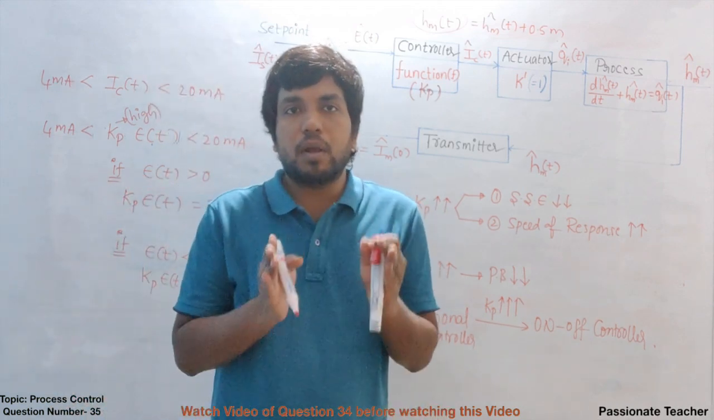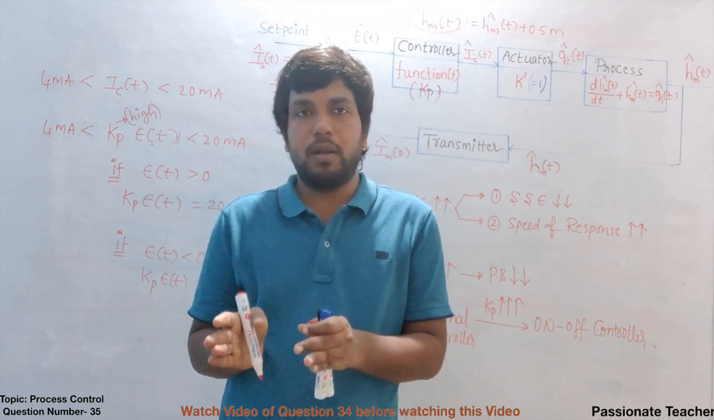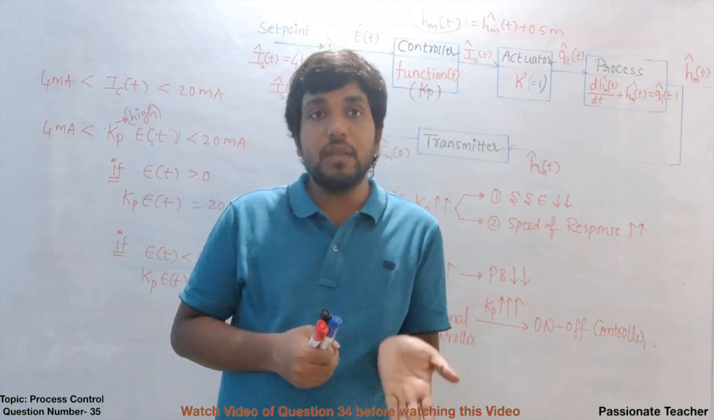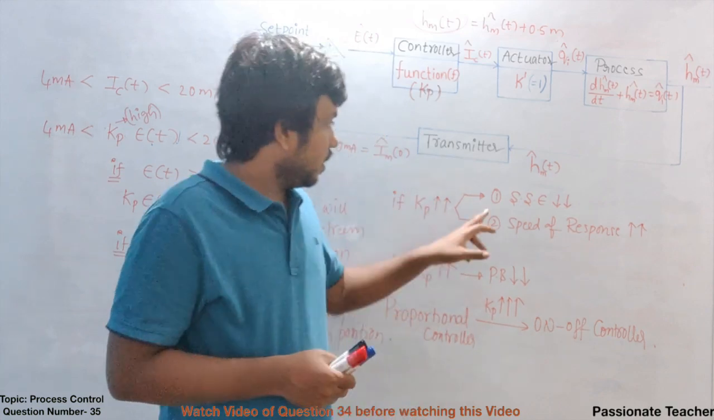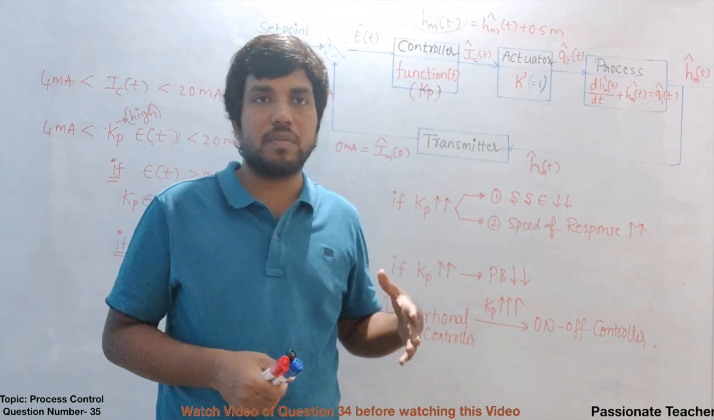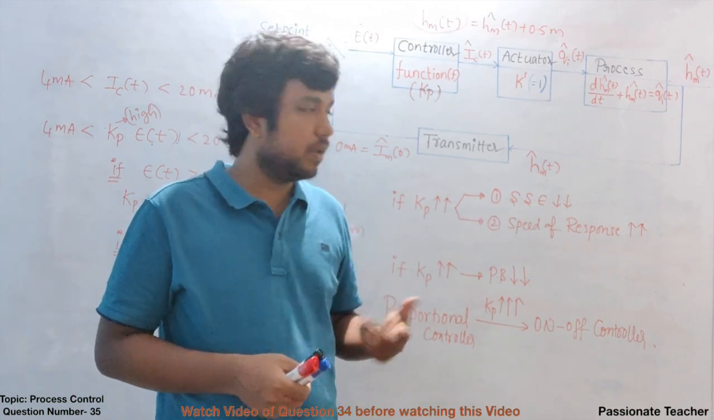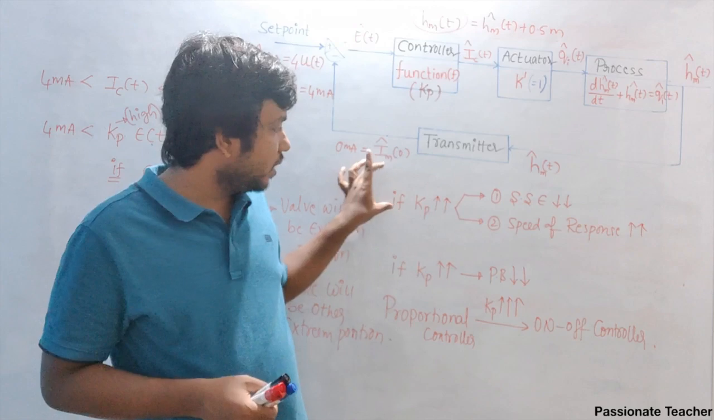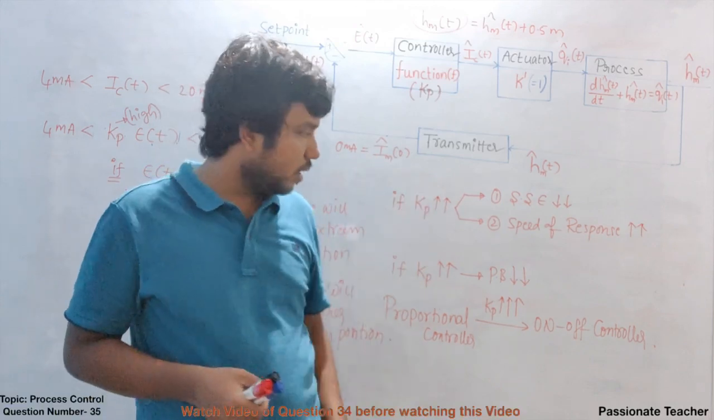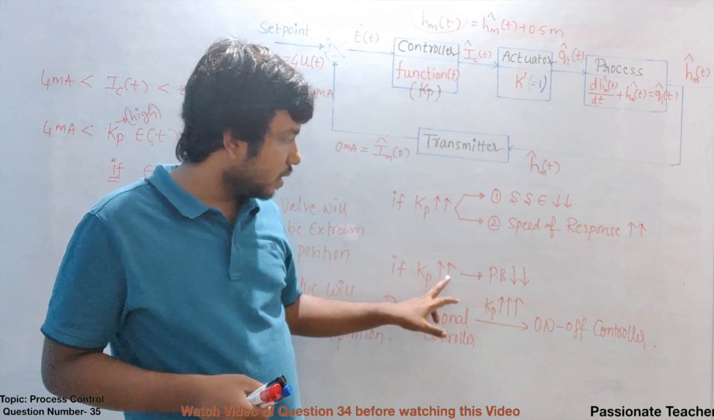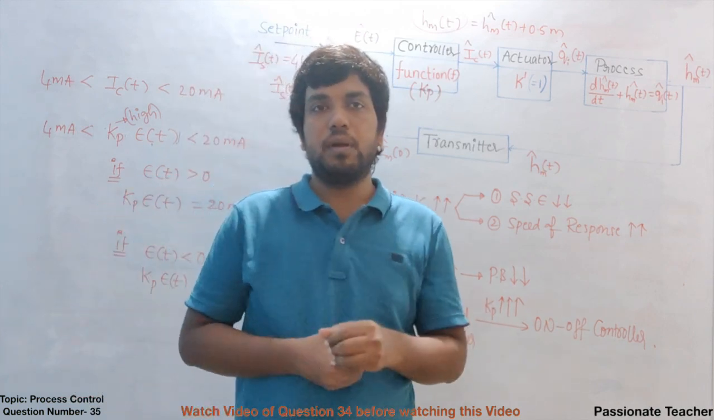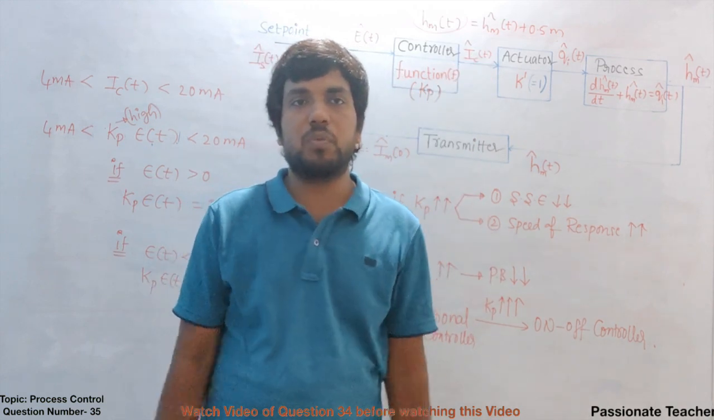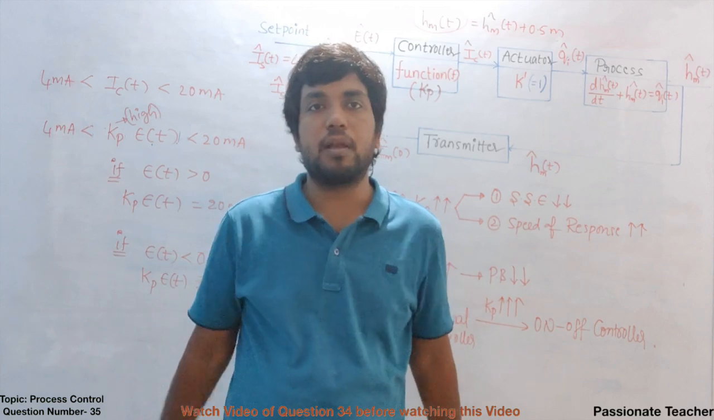With this, I have completed both the proportional controller as well as the on-off controller. Now let me conclude. If we increase the gain of the proportional controller, then the steady state error is going to reduce, which is the desired situation, and the speed of response is going to increase. These two are the advantages if you increase the gain. But if you increase the proportional gain, then the proportional band is going to decrease, and if it keeps decreasing, the proportional controller will act like an on-off controller.